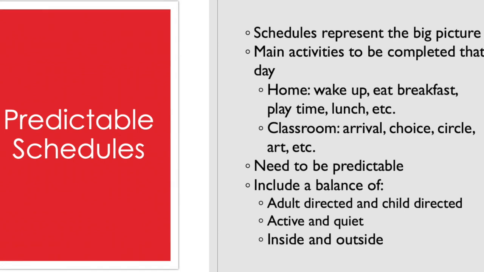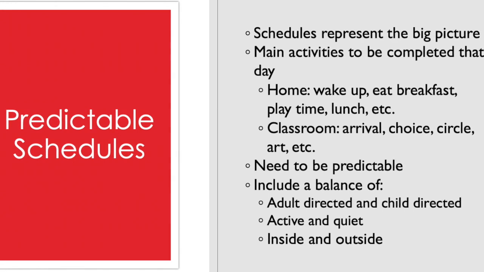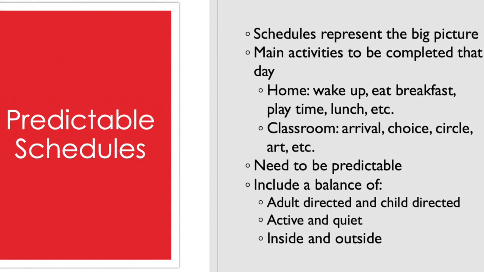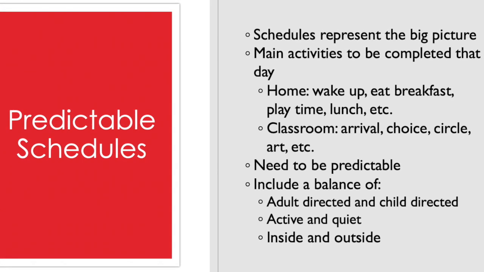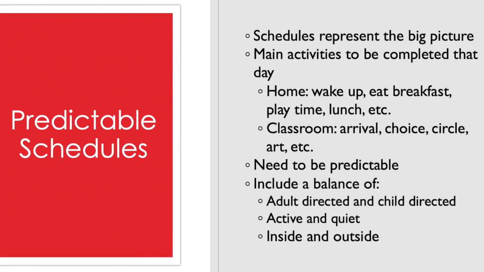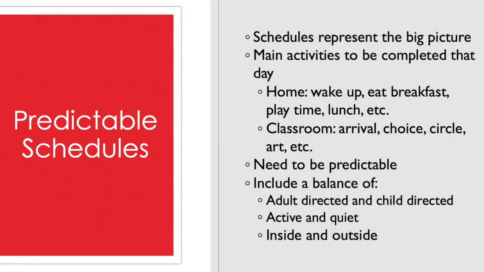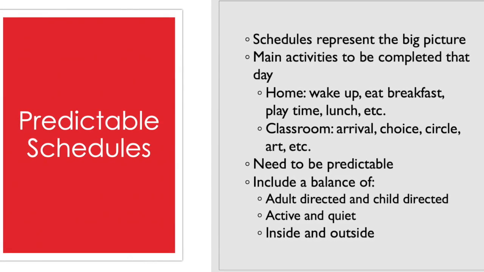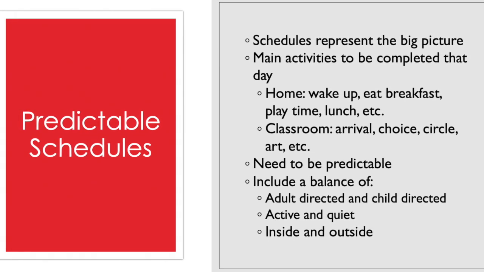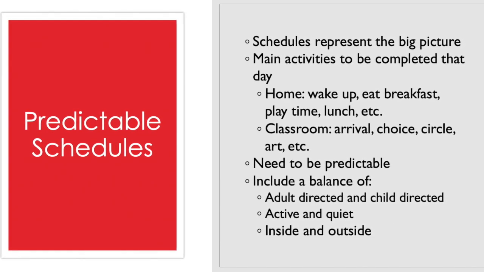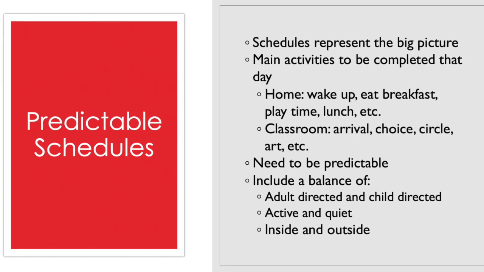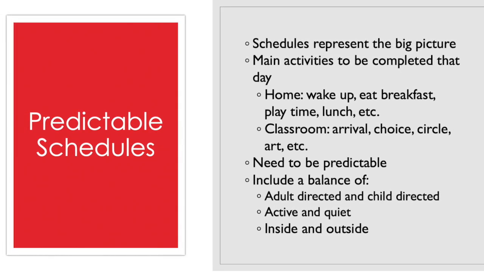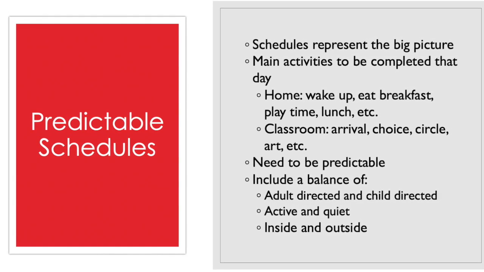One important element of a supportive environment for young children is a visual schedule. The visual schedule represents the big parts of the day, things like eating breakfast, getting dressed, playing, going outside, and lunch. The visual schedule acts as a calendar and a clock for children and helps them understand abstract concepts like time.